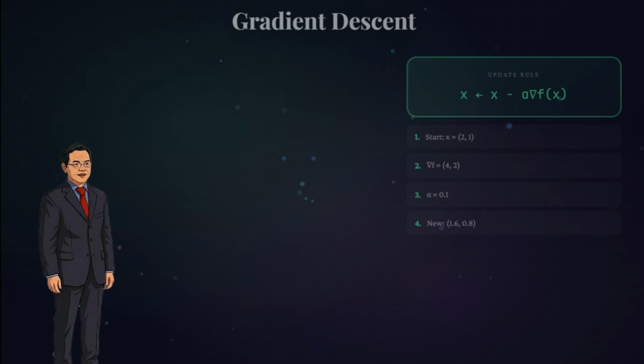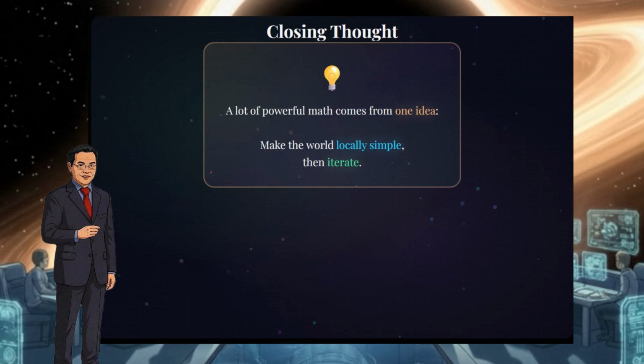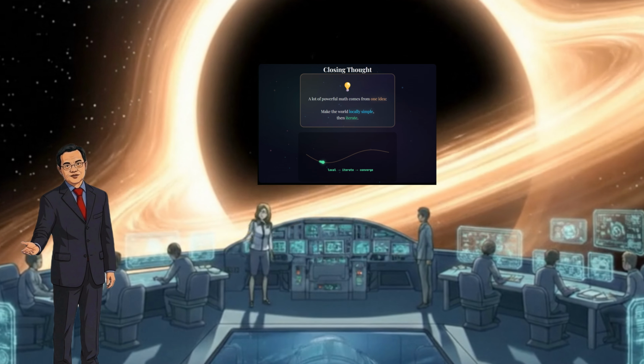Closing thought. A lot of powerful math comes from one idea. Make the world locally simple, then iterate.